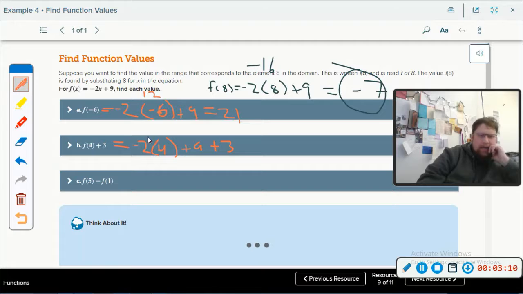Okay, so what do we get here? Negative 2 times 4 is negative 8. Negative 8 plus 9 is 1. 1 plus 3 is 4. That equals 4. Not too bad.